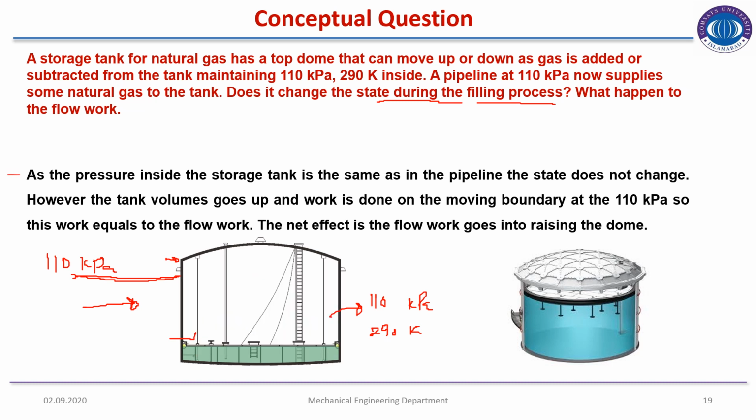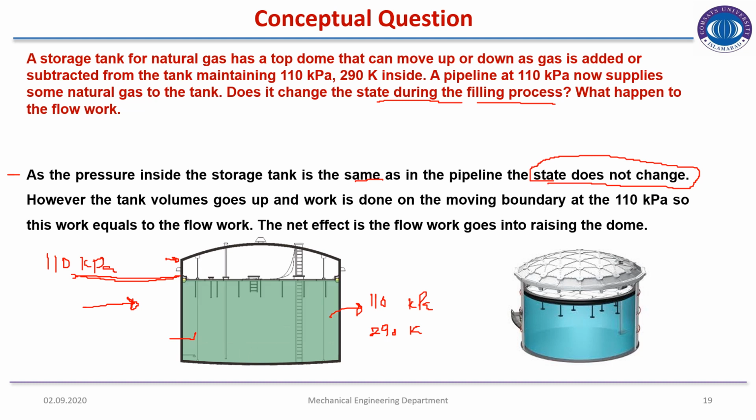So the answer is, as the pressure inside the storage tank is the same as in the pipeline, the pressure inside the tank is also 110 kilopascal and the pressure in the pipeline is also 110 kilopascal. The state does not change. So you should remember, if there is a filling process and the pressure remains the same, then the state does not change. However, the tank volume goes up and work is done on the moving boundary. The moving boundary is the upper dome of the tank that you are seeing moving up and down.